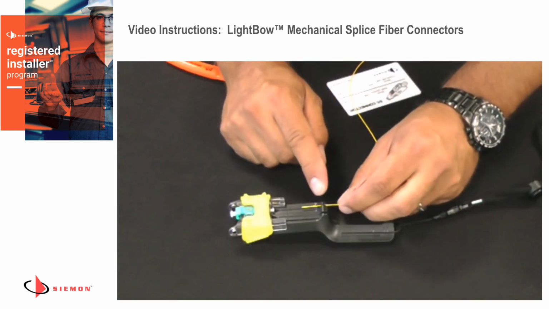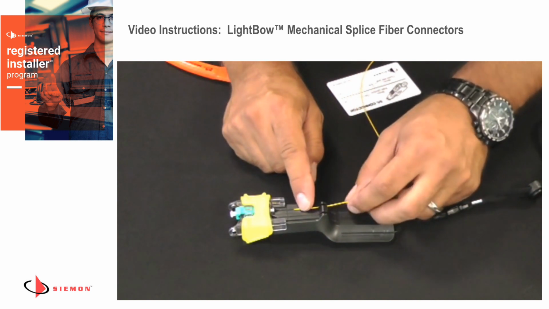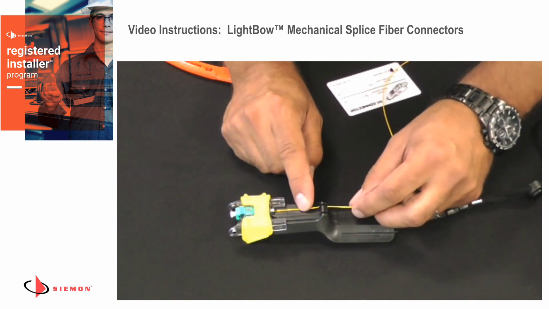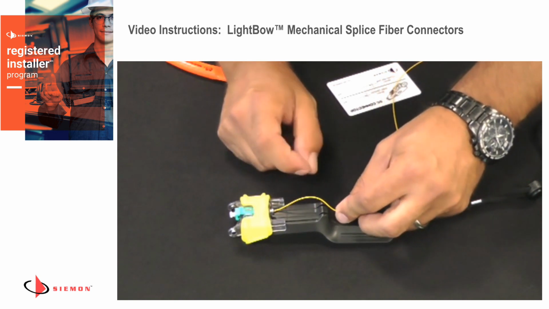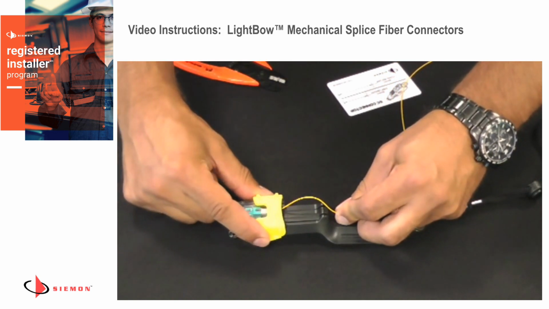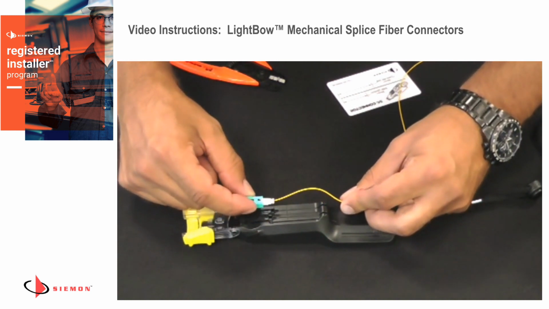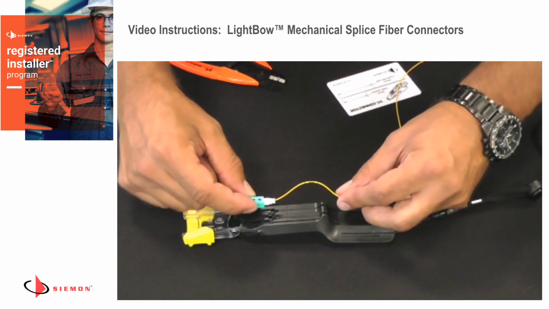Place the cleaved fiber into the SC guide slot in the LightBow termination tool. Please note that both SC and LC positions are located in the tool. Gently slide the fiber forward into the back of the connector. The fiber reference mark will be at the back of the connector, and a slight tension bow will maintain pressure as the cover is opened. The connector can now be removed.